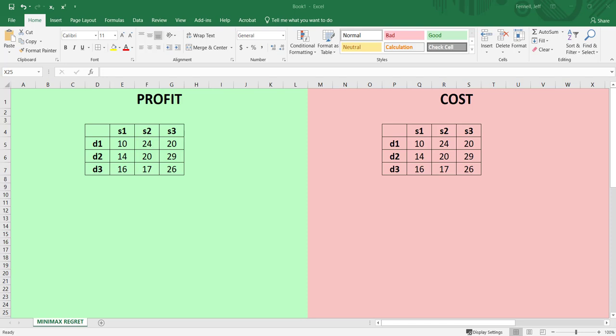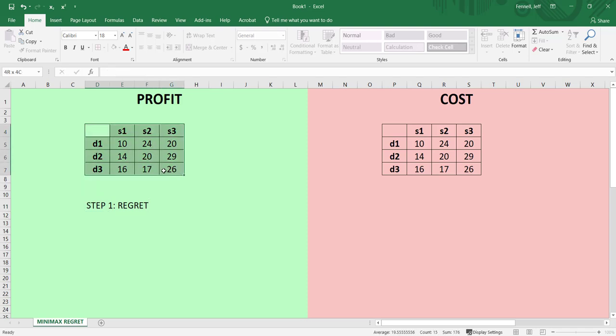Unlike the other two methods, where the first thing we did was look at either the best case scenario or the worst case scenario for each decision alternative, going decision by decision and picking either the best or the worst case depending on whether I was doing the conservative or optimistic approach, here that's not what we're going to do yet. The first thing we have to do is create something called a regret table. So as we said, step one is creating the regret table.